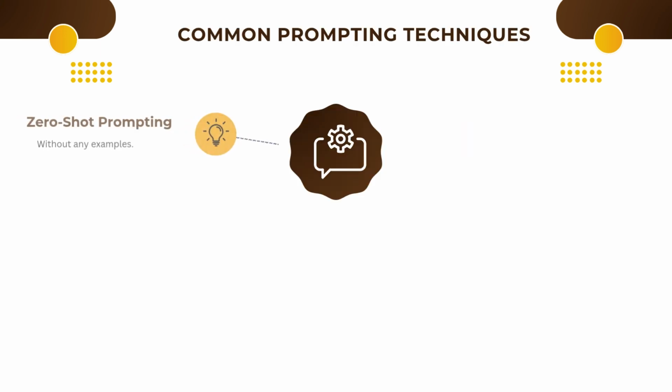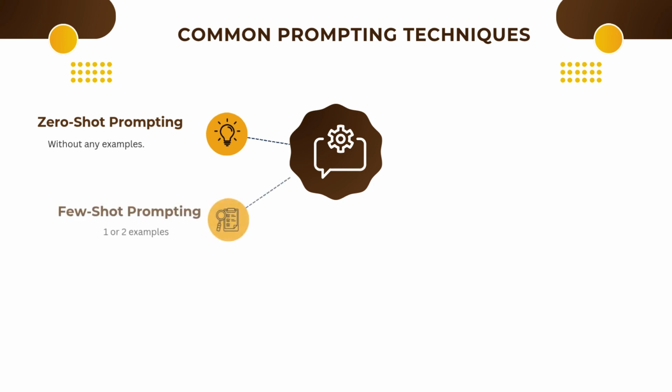The first is zero shot prompting. This means giving a task without any example. For example, summarize this GL file into revenue and cost buckets. It works well when the task is simple or when you want to test how smart the AI already is.